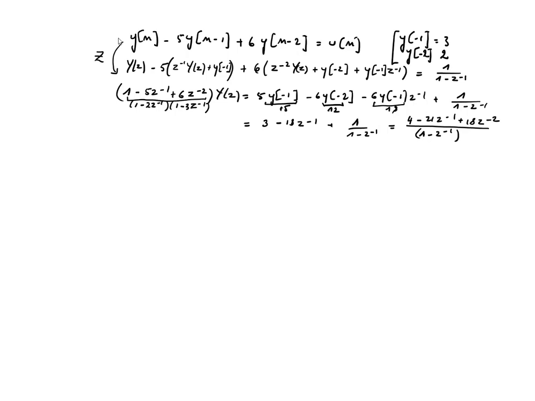So now you can write y of z as, well, the numerator 4 minus 21 z minus 1 plus 18 z minus 2, and now divided by 1 minus 2 z minus 1, 1 minus 3 z minus 1, and this one over here. Right? And this you can now do a partial fraction expansion. It's a third order polynomial.